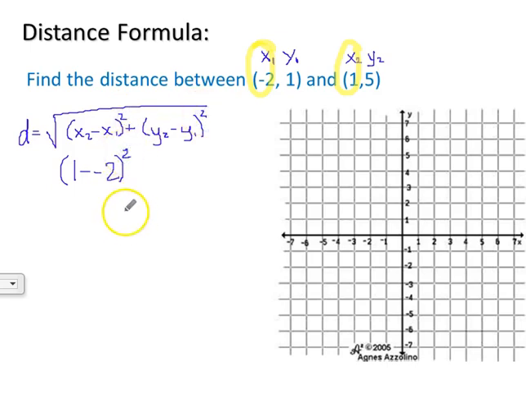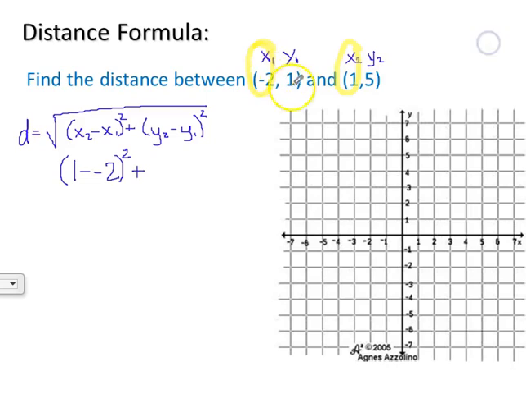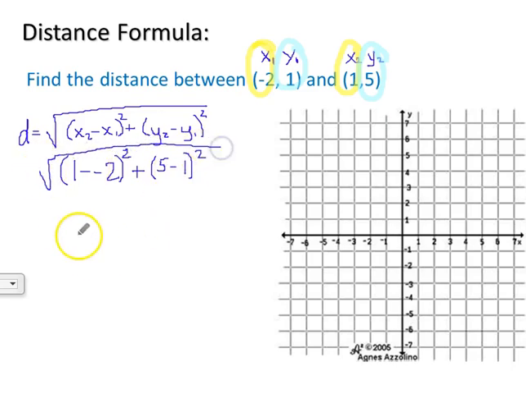Then we're going to square that difference. Then we're going to add to it. We're going to do the same thing for the y coordinates. We're going to take the second y coordinate and subtract from it the first y coordinate. So the second y coordinate is 5. We're going to take away 1, and then we're going to square that difference. And then when we're all done with all that, we'll take the square root.